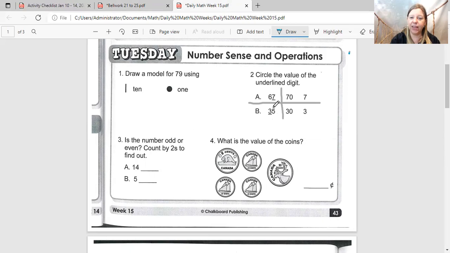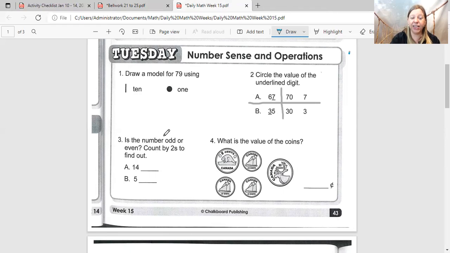Section B. What is this number? Do you see that part of it is underlined? The part that is underlined, is it a 10 or a 1? Is it in the tens place or in the ones place? If it's in the tens place, then you need to circle 30. If it's in the ones place, then you need to circle 3. Let's go on to number 3 then.